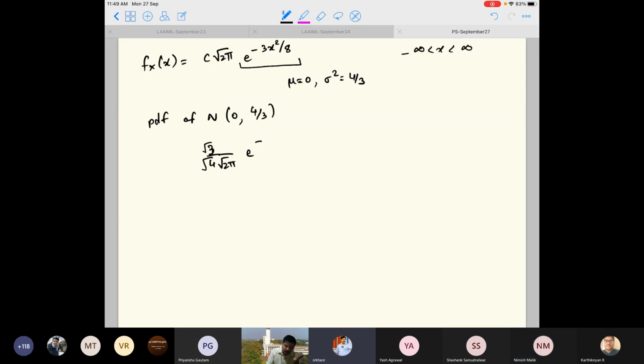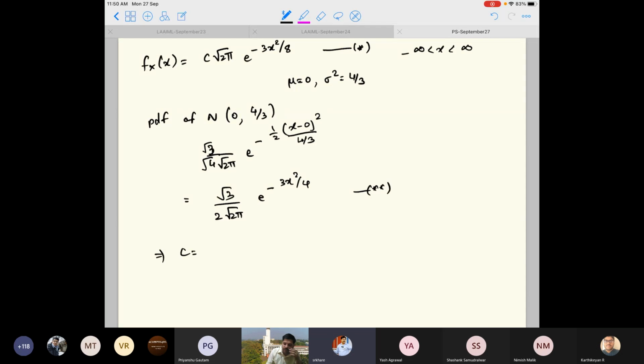1 upon sigma root 2 pi e to the power minus 1 by 2 into x minus mu, which is 0, divided by sigma square, which is 4 by 3. So this will be equal to root 3 into 2 root 2 pi e to the power minus 3x square by 4. You have almost all the terms here. So compare this star with double star, and from there, what is the value of c that you get?